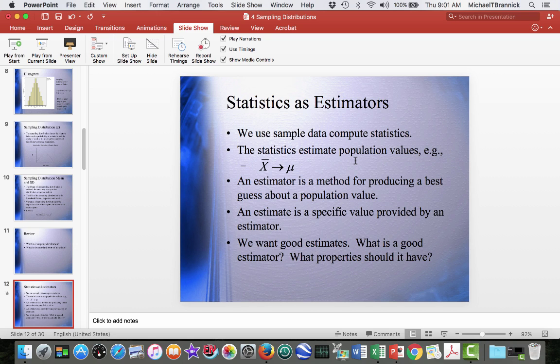Statisticians have worried a lot about what makes a good estimator. How would you know that it's a good estimator? What properties should it have? So we're going to talk about that a little bit. The literature on this is actually much bigger than what we're going to discuss, but unless you're really interested in statistics, you would find it very boring. So we're not going to spend much time on it.